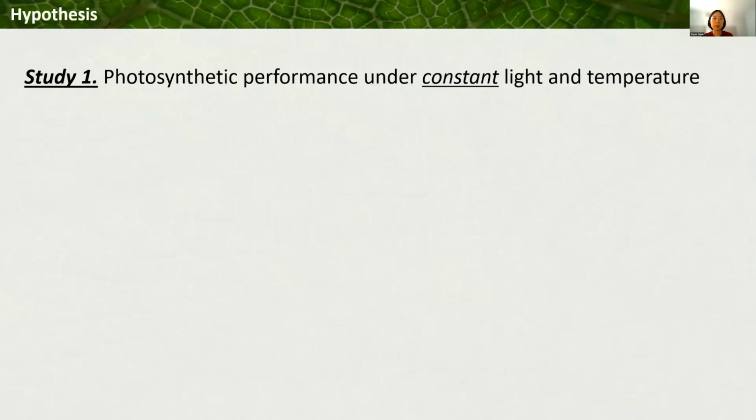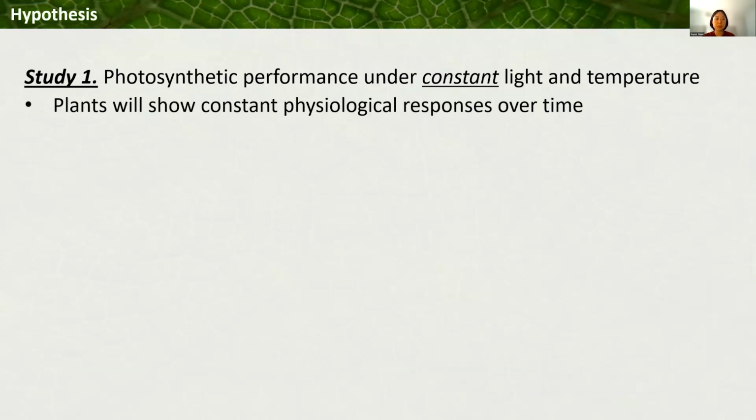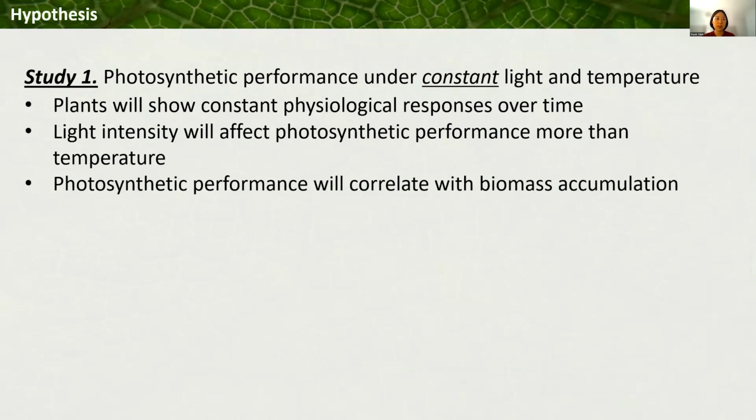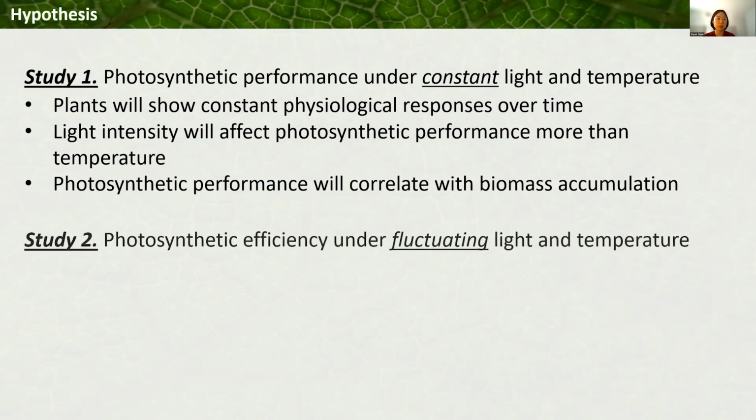So I made hypotheses, and there are two studies, study 1 and study 2. First of all, photosynthetic performance under constant light and temperature. I hypothesized that plants will show constant physiological responses over time because the light and temperature were maintained constantly, and that light intensity will affect photosynthetic performance more than temperature. Lastly, photosynthetic performance will correlate with biomass accumulation.